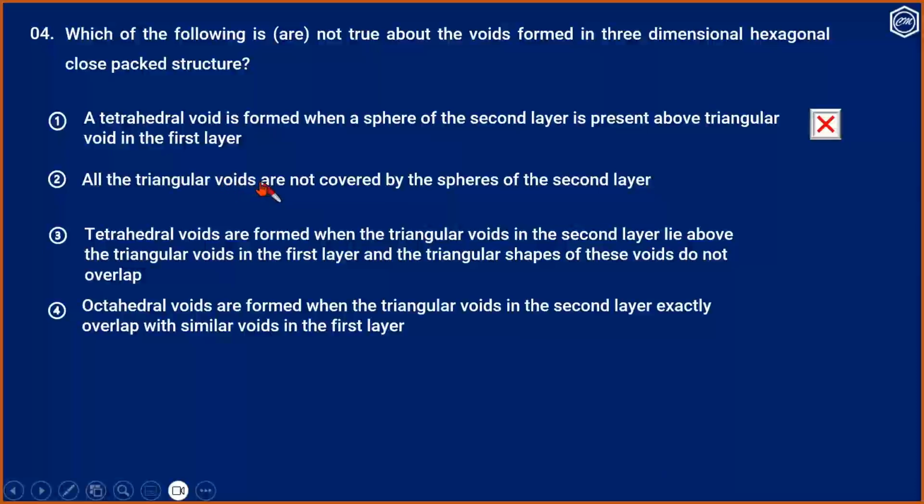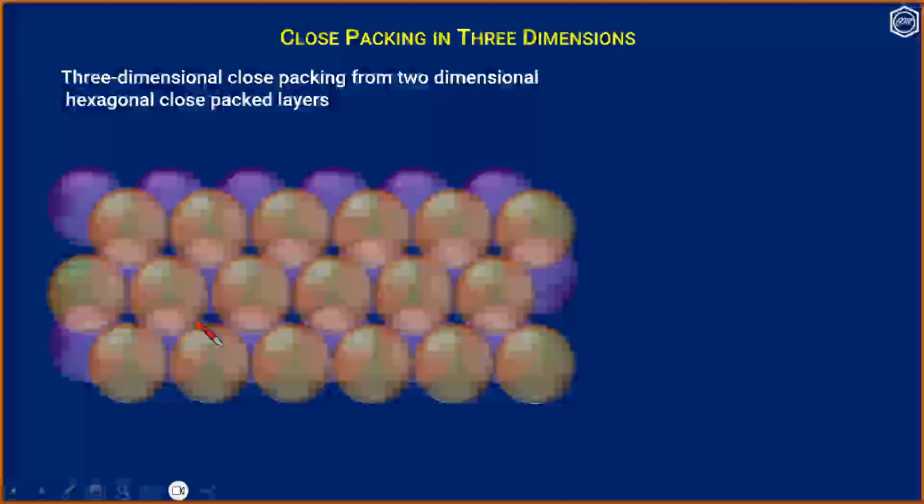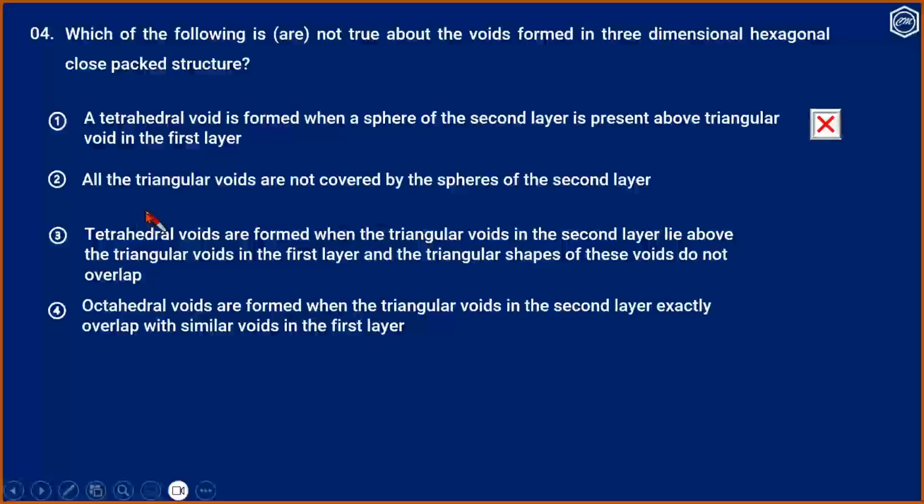Now, all the triangular voids are not covered by the spheres of the second layer. These are the triangular voids. All these are triangular voids. When we place the second layer, only some of the triangular voids are covered, but these are not covered. These that are not covered give rise to octahedral voids. So all the triangular voids are not covered by the spheres of the second layer. So it is a correct option, and we need incorrect options.